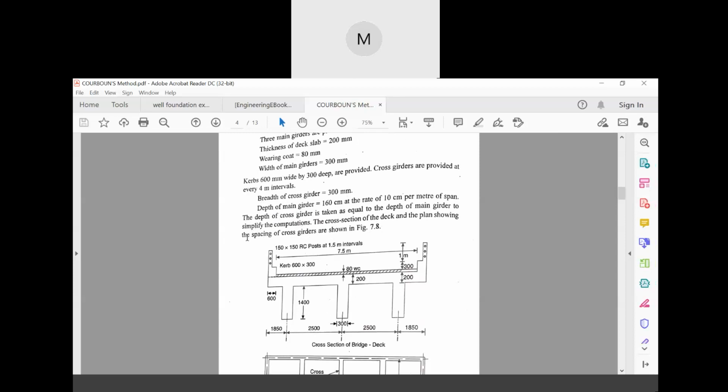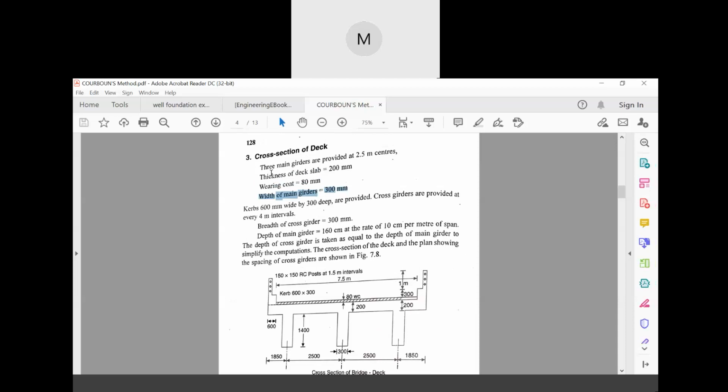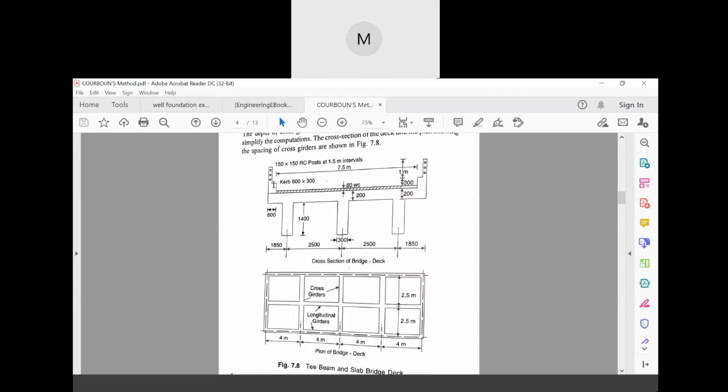Considering that value only, we have designed it so that we can check whether the conditions we are thinking of are correct or not. I hope this is clear now. Only this thing we have assumed: the depth and width of main girders. The rest is what we have been doing in the last numericals. I hope it is clear for you.